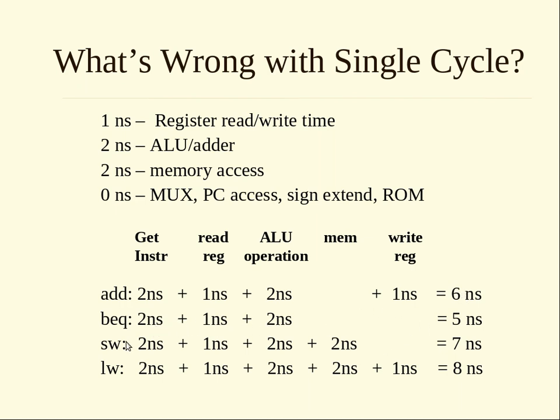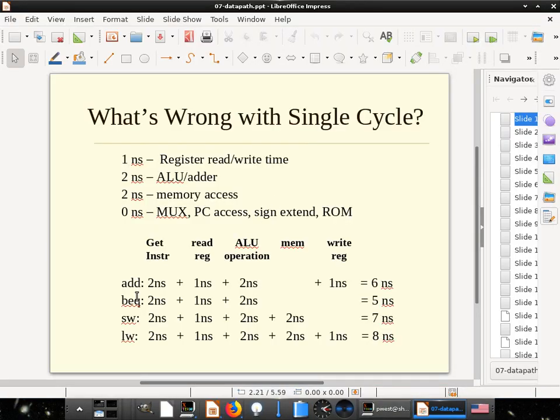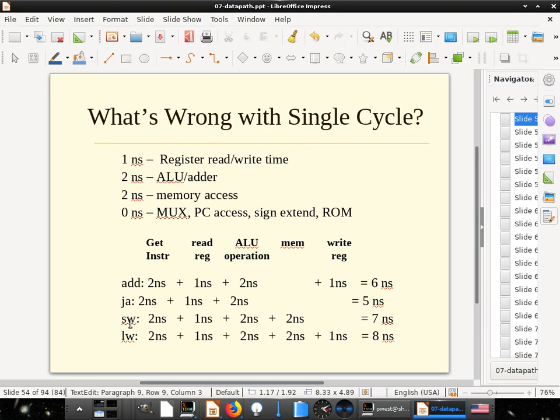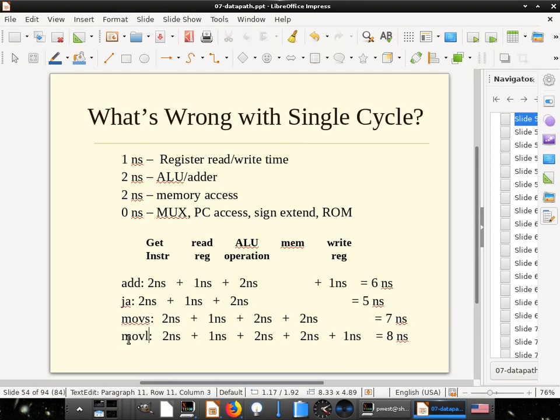Branch if equal, aka branch or jump, that's the JA instruction. In fact, let me go ahead and fix this now for everyone at home, because I just didn't get to it.